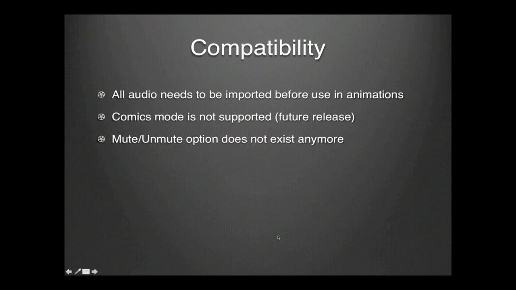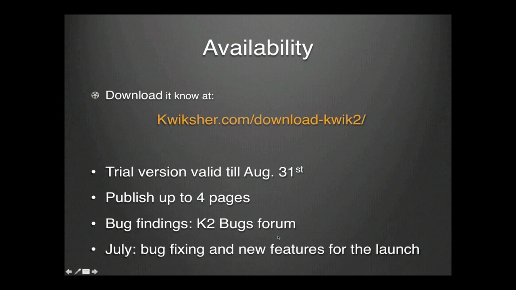So availability, some of you are asking. Kwik 2 Beta 1 is available now. You can go to kwiksher.com/download-Kwik 2, and you're going to be able to download the beta today. This is a trial version until August 31st, meaning that you cannot do full projects here. You're just going to be able to publish up to 4 pages.